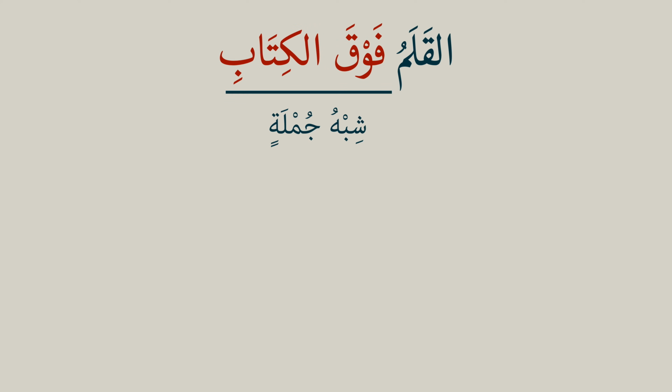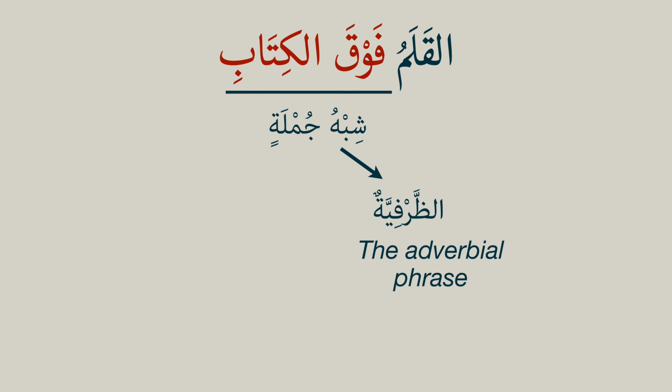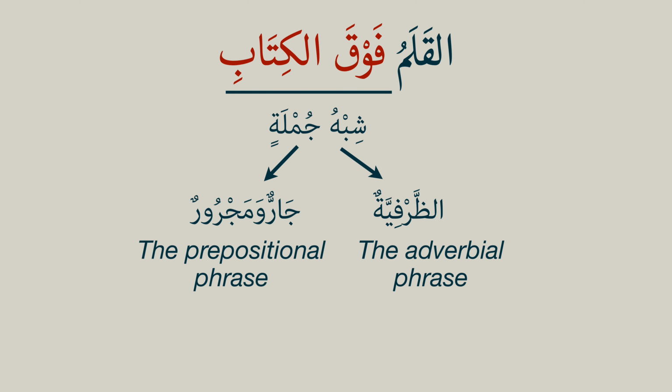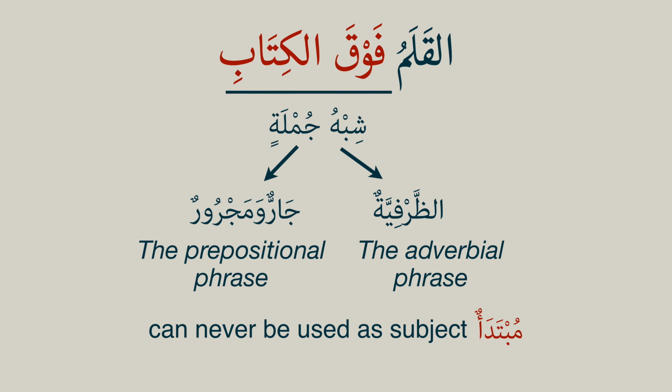which means a phrase, and in Arabic there are two types of shibhu jumlah. Number one, الظرفية, يعني an adverbial phrase, and number two, جار ومجرور, يعني a prepositional phrase. And both of these can never be used as مبتدأ. Okay? Now let's explore some of the adverbs.